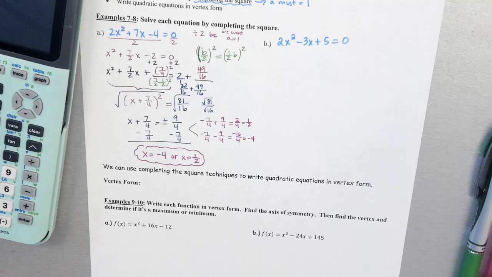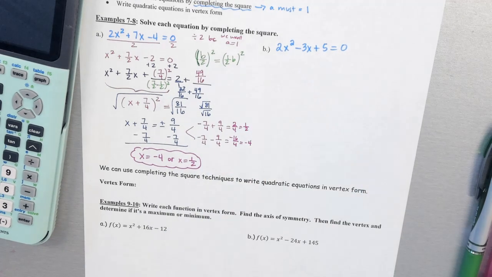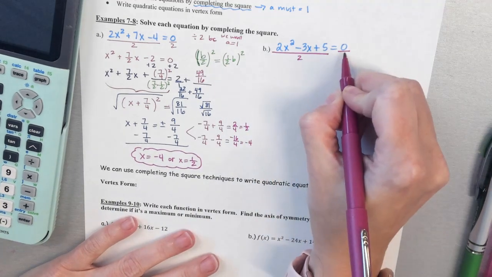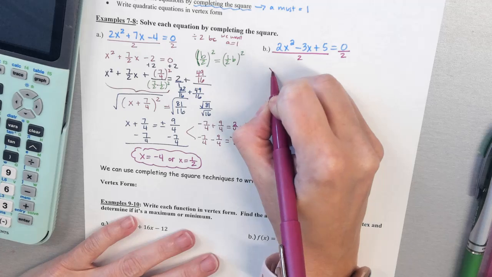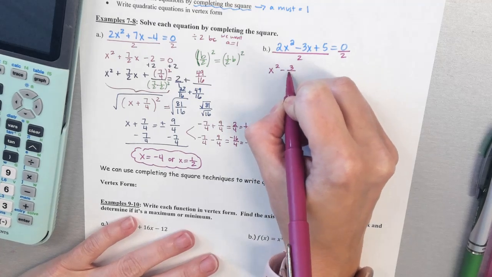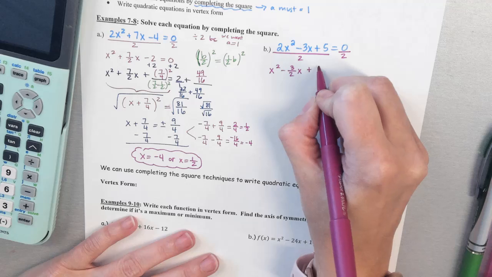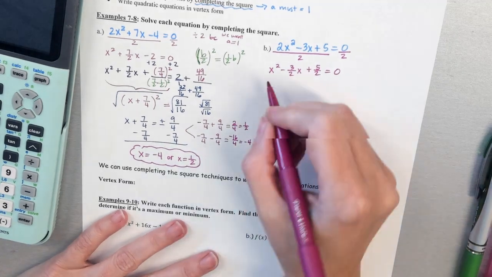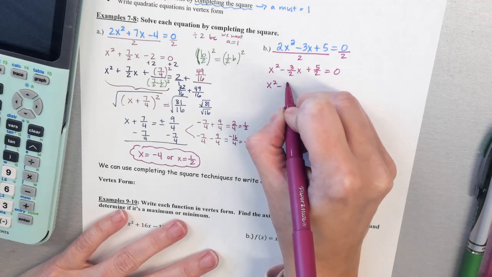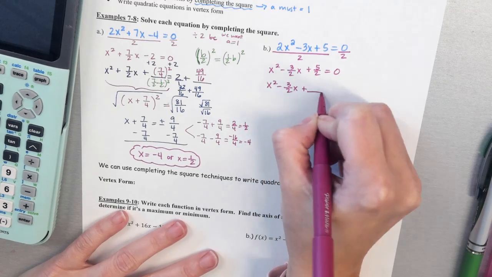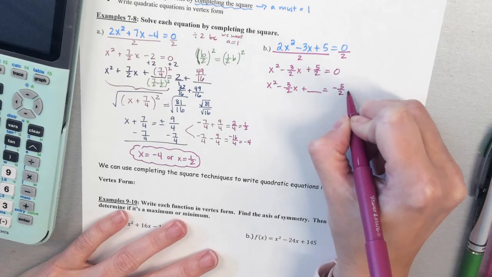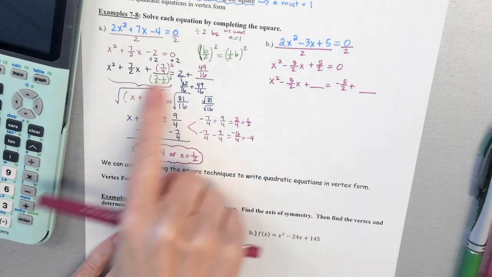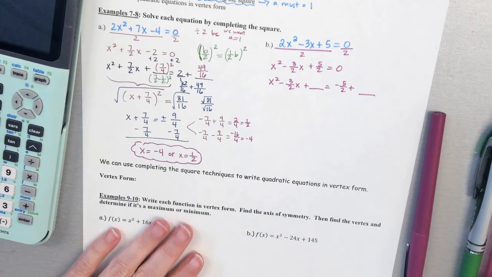All right, so for B, again, you have an A value that's not 1. So you're going to start by dividing by that value. Okay, so now you have x squared minus 3/2x plus 5/2. Okay, and then using what we did over here, I want you to fill in those blanks.